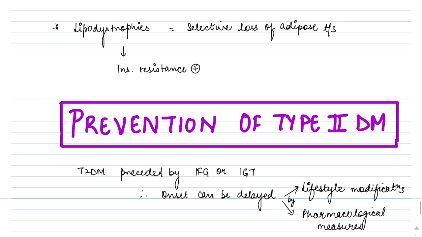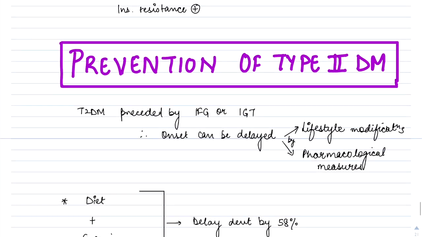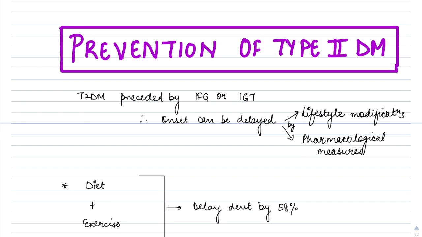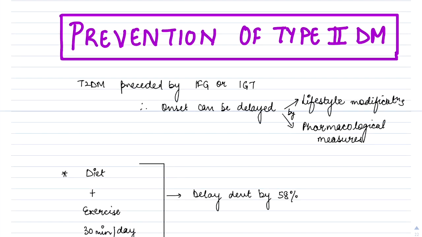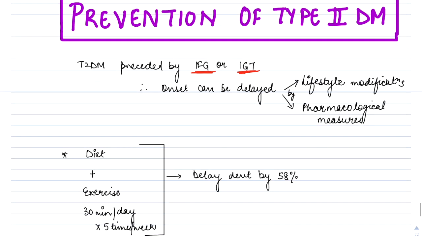So these were the various insulin resistance syndromes, and now we'll be discussing the prevention of type 2 diabetes. As we already know, type 2 diabetes is preceded by an impaired fasting glucose or an impaired glucose tolerance.